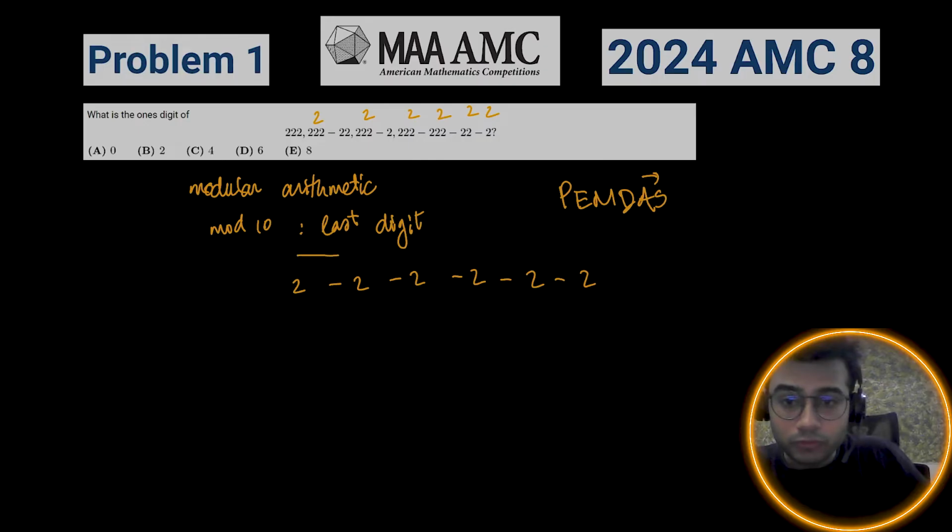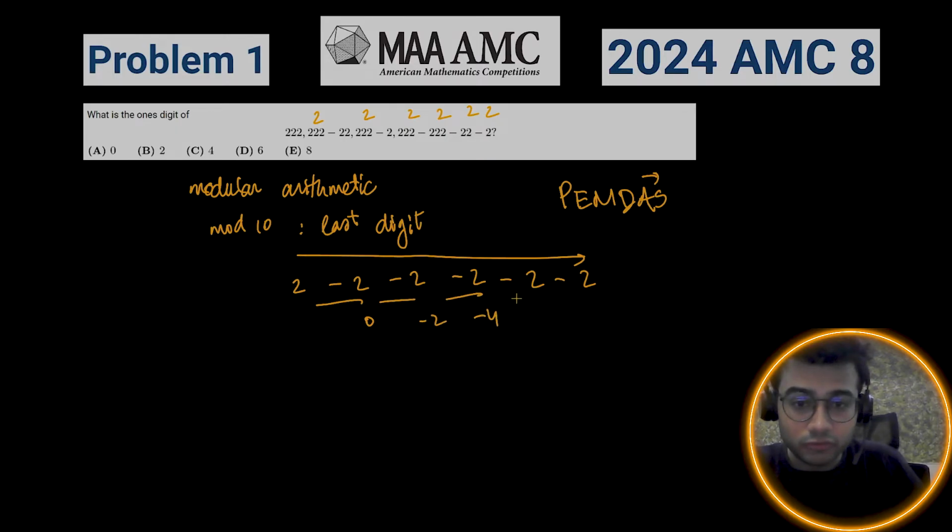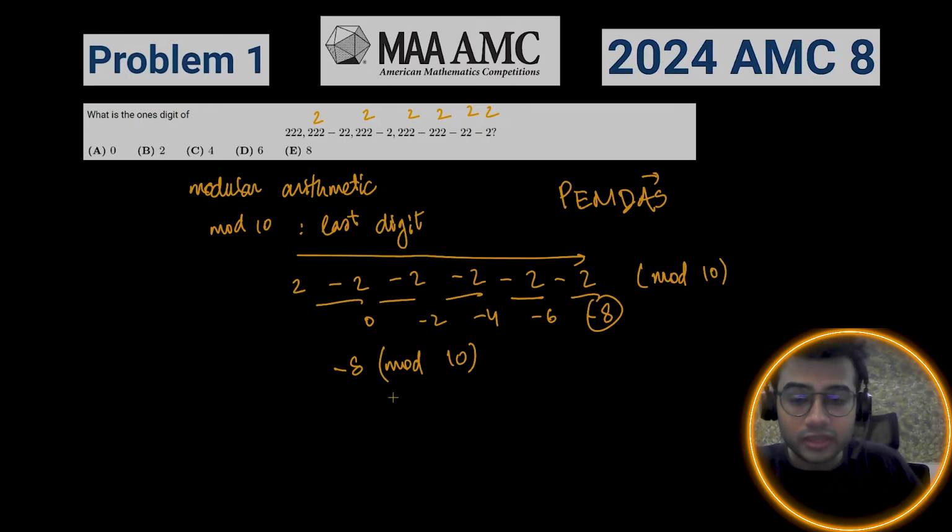So we go from left to right, and we get 2 minus 2, that's 0. 0 minus 2, it's negative 2. Negative 2 minus 2 is negative 4. Negative 4 minus 2, negative 6. Negative 6 minus 2 is negative 8. So remember, this whole calculation is mod 10. So what is negative 8 mod 10? Well, negative 8 mod 10 is just 2. So the answer is going to be B.